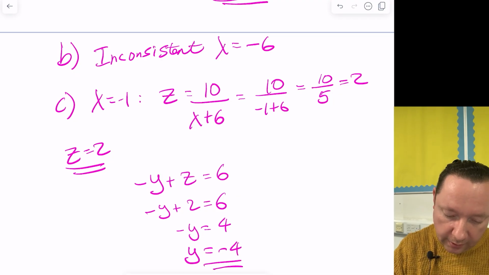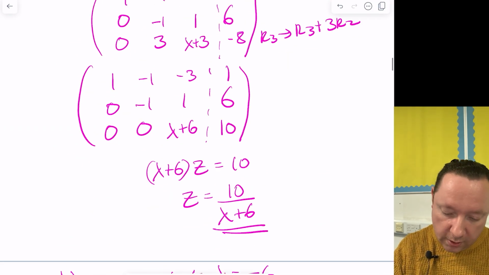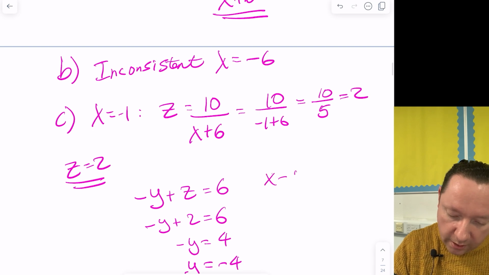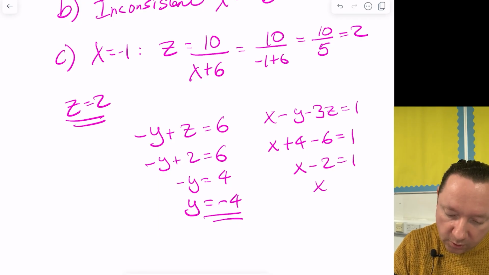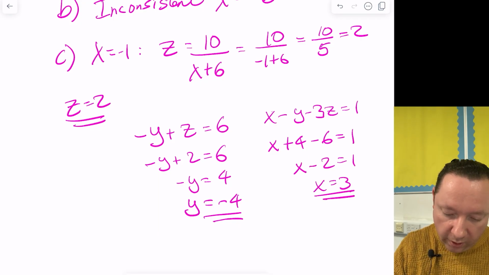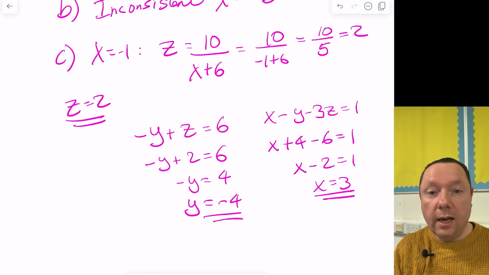And there's our y. Then the last equation, x minus y minus 3z is 1. So we've got x plus 4, because minus minus. 3 2's is 6, minus 6 equals 1. So x minus 2 is 1, and x must be 3 then. So we've got x, y, z, so we're done there, and I'm happy with that. 3, minus 4, and 2.